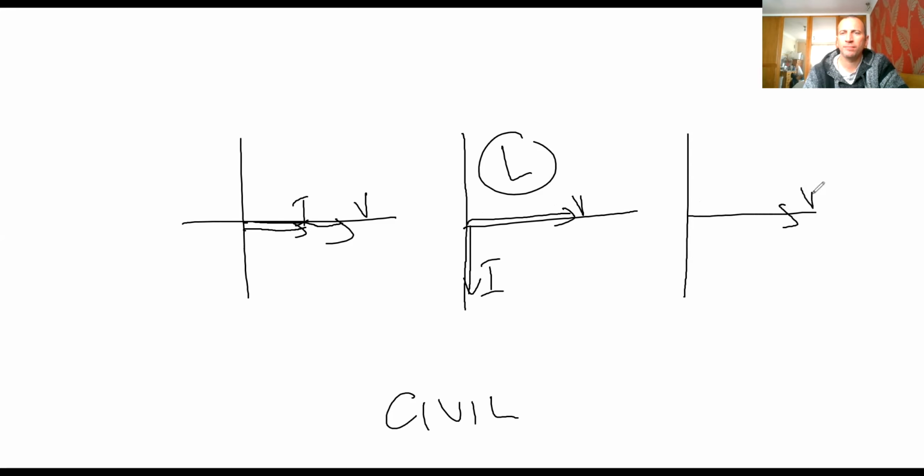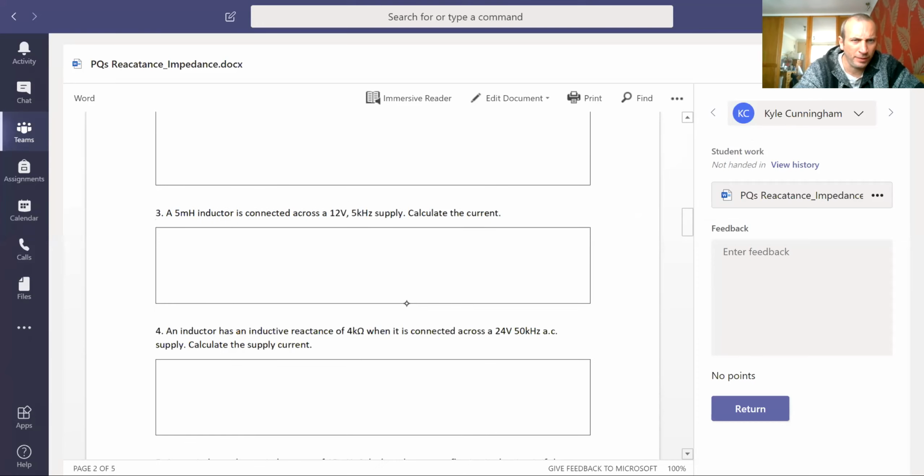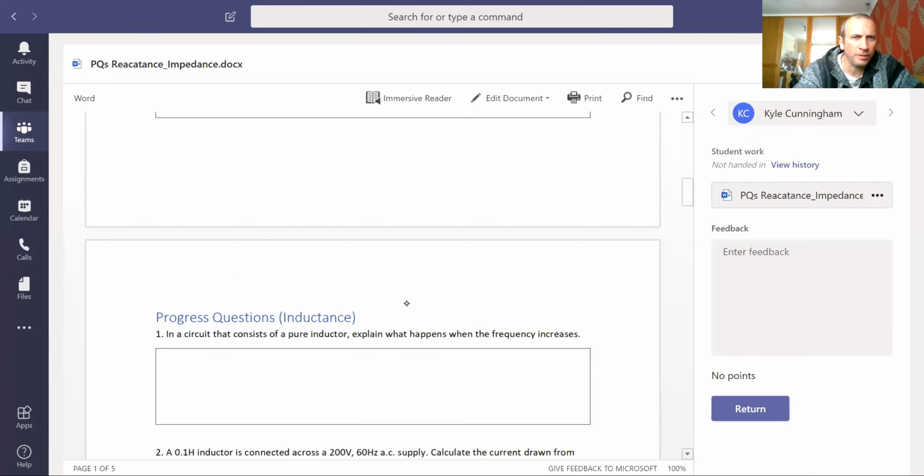And then with capacitive, there's my voltage again, right? And remember, CIVIL, capacitance causes the current to lead the voltage by 90 degrees, so my current must be there. All right, so that's the kind of graphs we're looking at for that. If we go back to the document, there. Right, so this is your assignment. So they were the diagrams we were looking at for that.